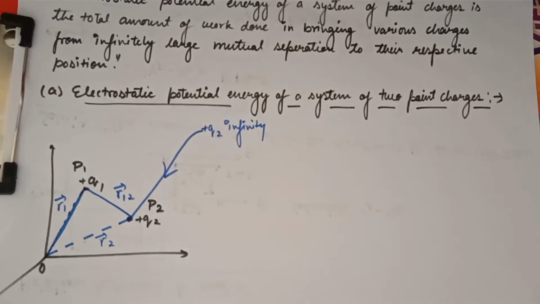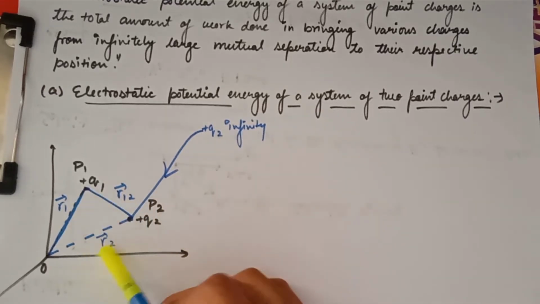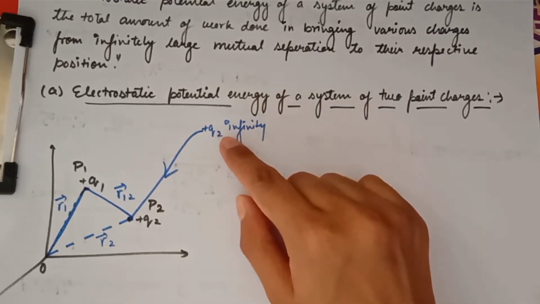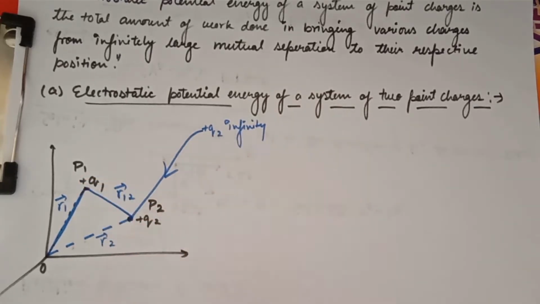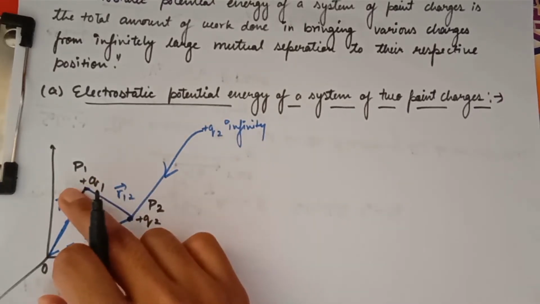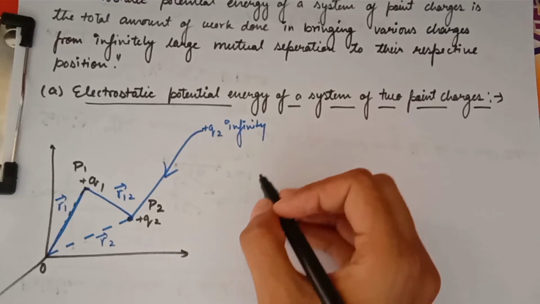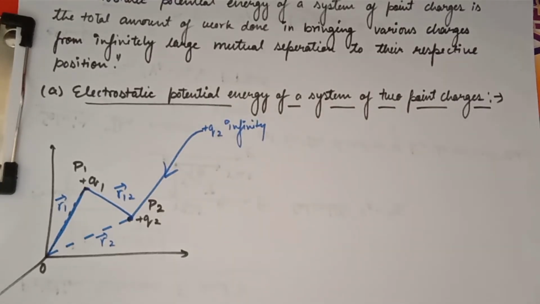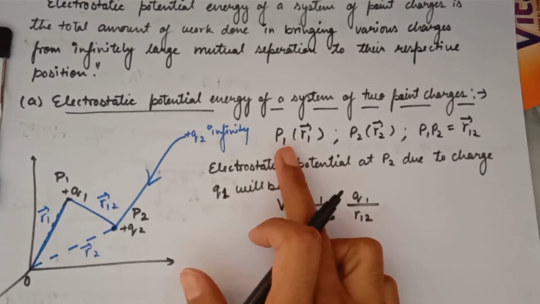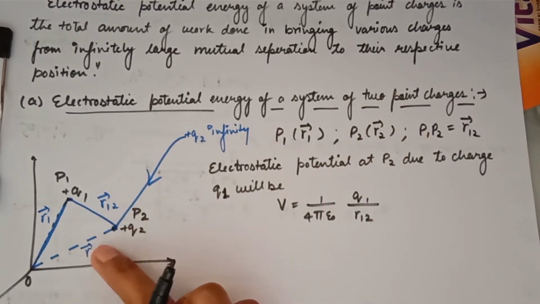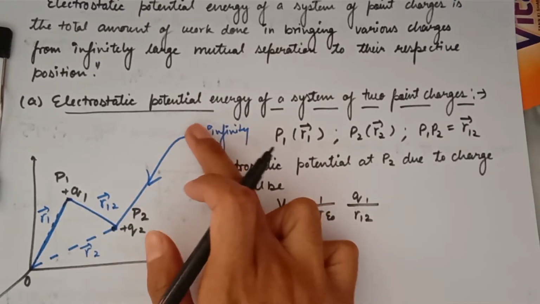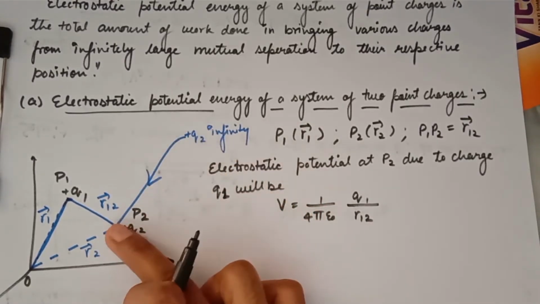So to calculate the potential of the system, now as I am bringing the charge q2 from infinity to the electric field of q1, the electrostatic potential at P2 due to charge q1 will be equal to what? So I write it here. So point P1 is at position number r1 and point P2 is at r2, and I want to bring the charge q2 from infinity to point P2.